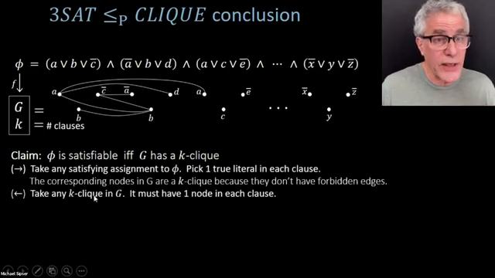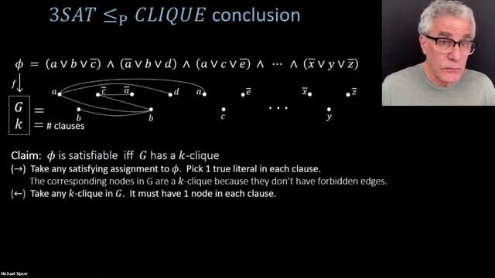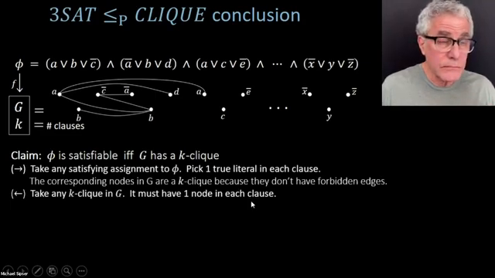But we also know we have K nodes. So that means if there is at most one per clause, and we only have K clauses, every clause has got to have one. If some clause is missing a node, then there's got to be some other clause that has two. So we know that this clique in G has exactly one node in every clause.